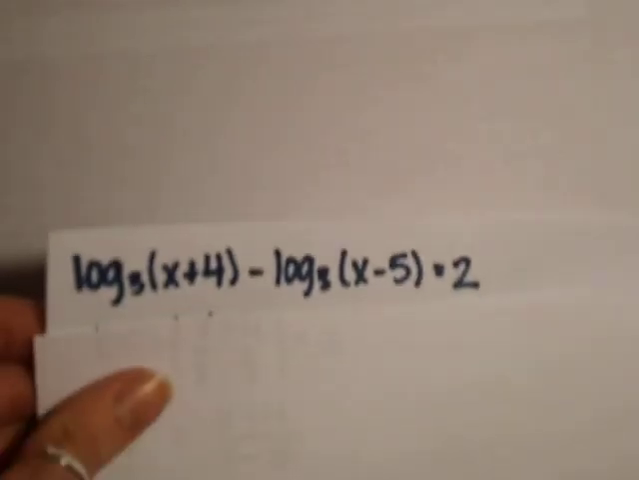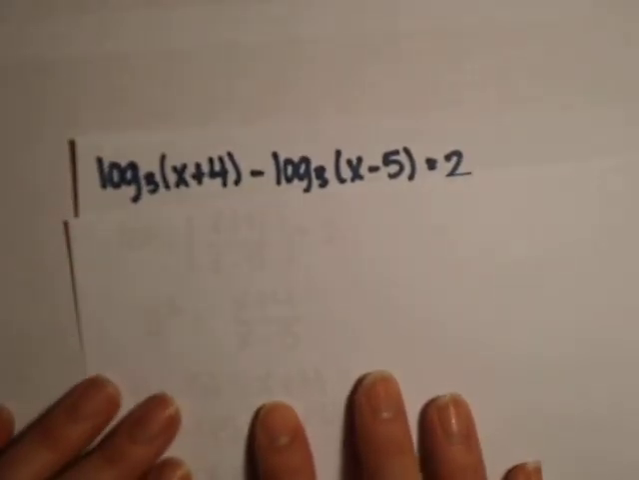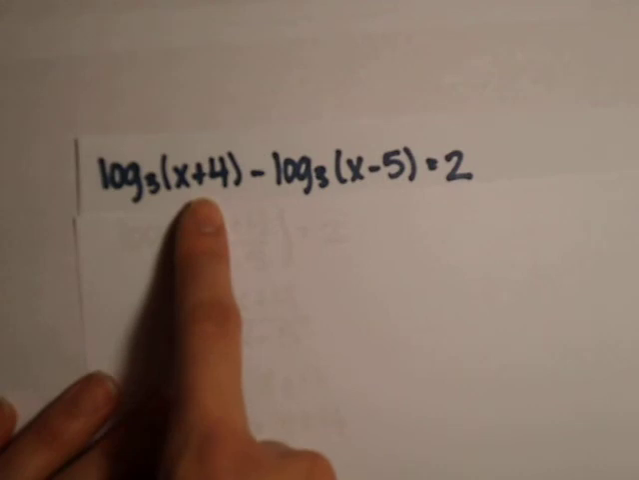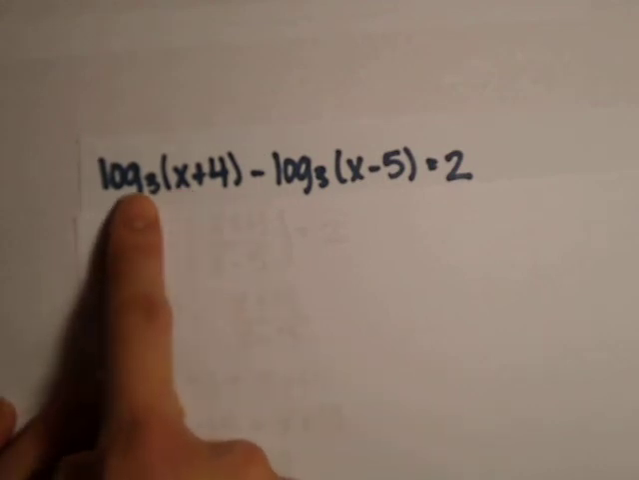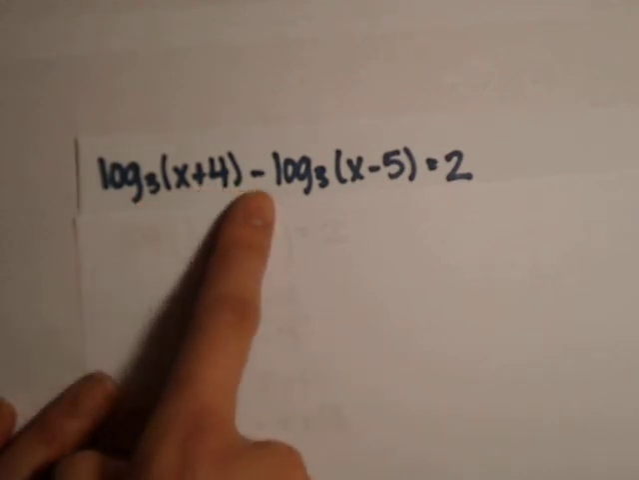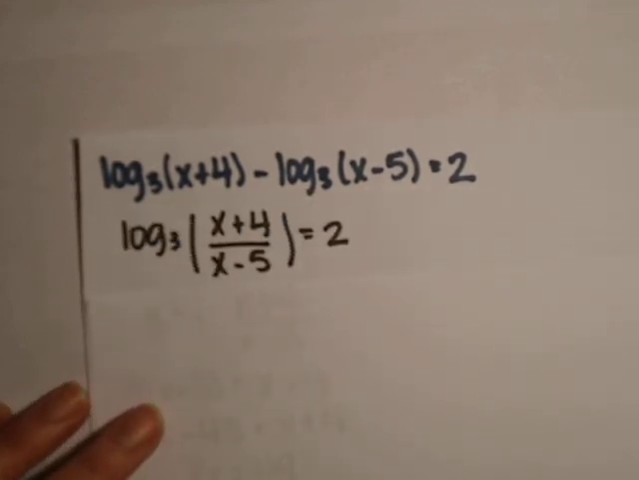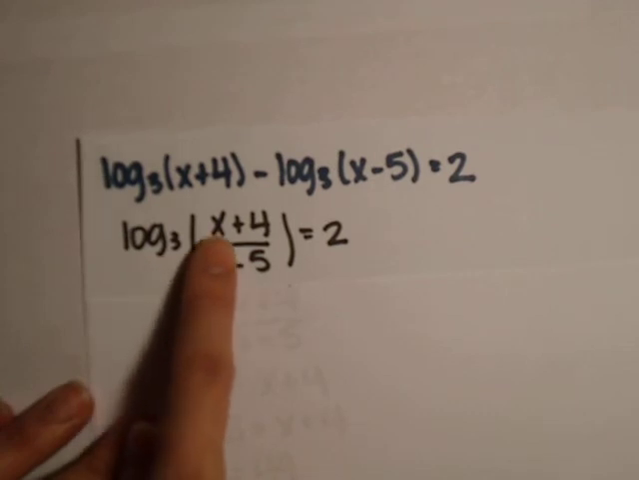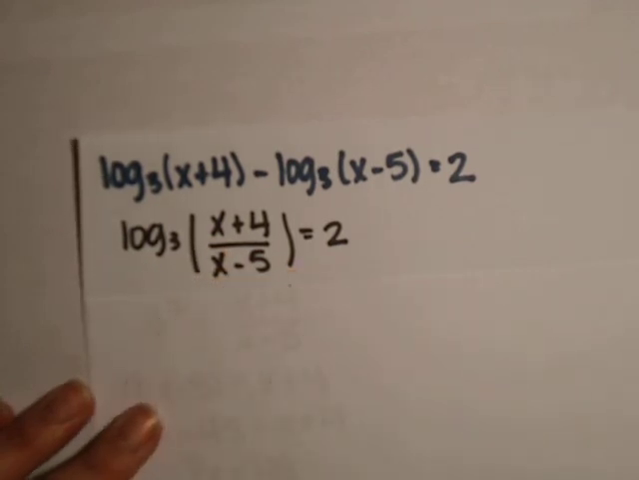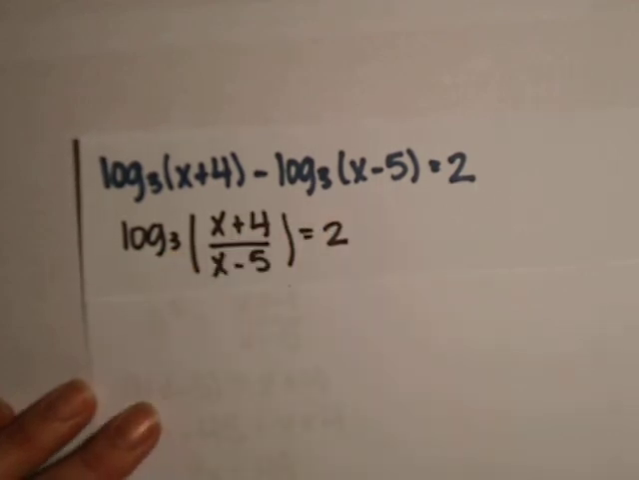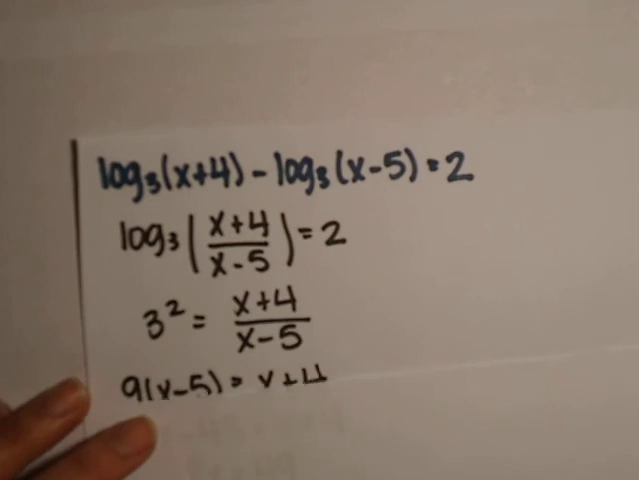For our last example, we have log base 3 of x plus 4 minus log base 3 of x minus 5 equals 2. We can use our properties of logarithms to combine this log base 3 of x plus 4 minus log base 3 of x minus 5. The subtraction indicates division, so we'll have log base 3 of x plus 4 over x minus 5 equals 2. From here we can use our loop rule. 3 raised to the 2 equals x plus 4 over x minus 5.